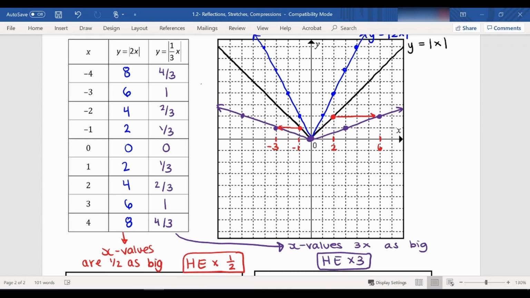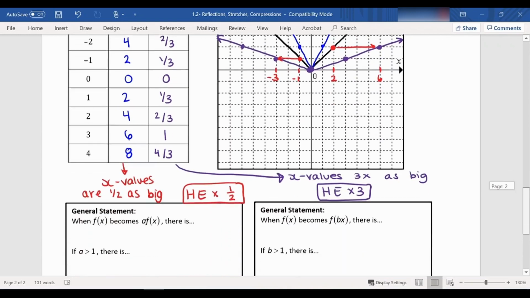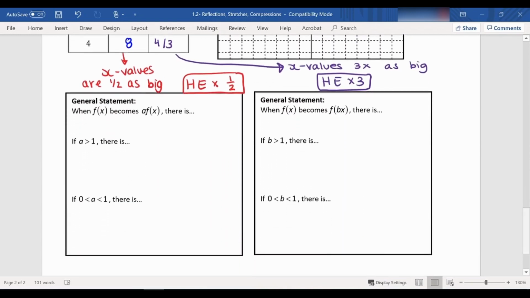Vertical ones are much easier. Whatever it is, that's what you do. If I have a 2 in front of the entire function, I'm going to multiply all my y values by 2. Okay. So I'm going to write down your general rules here. Let's start with the horizontal one, because that's what we just took a look at.